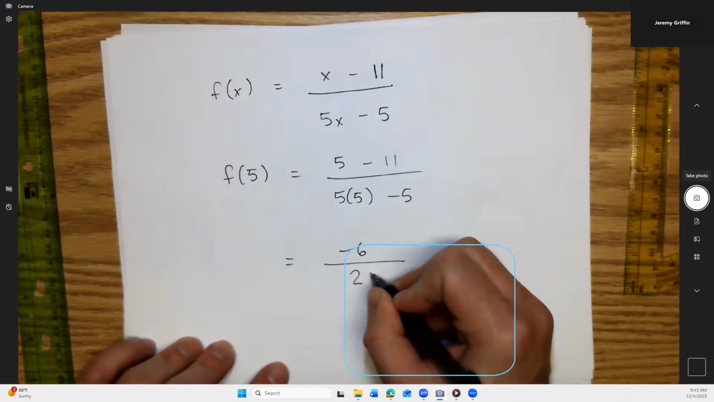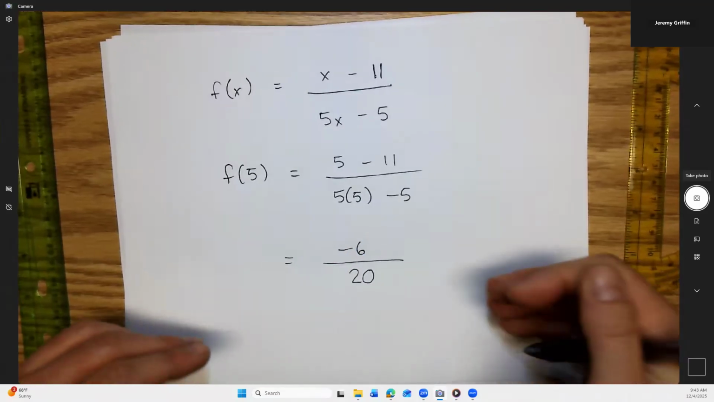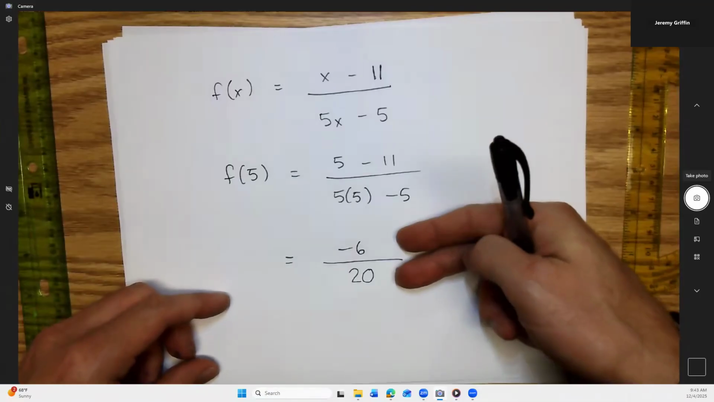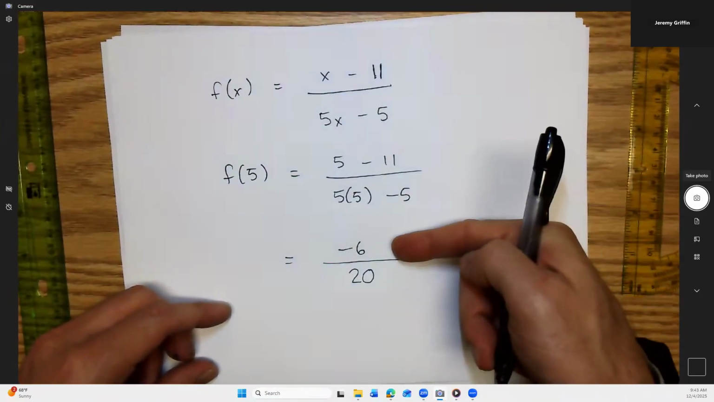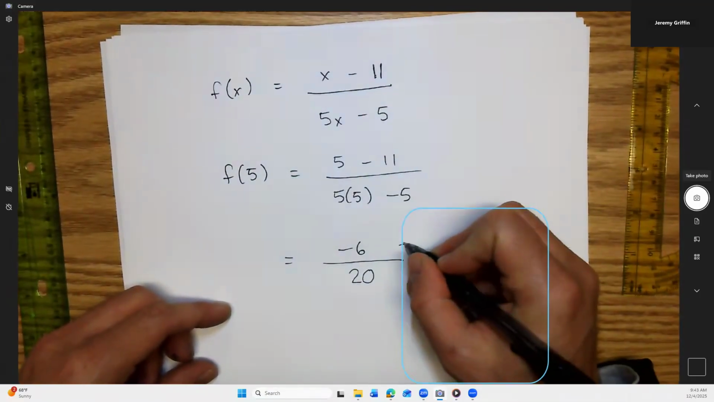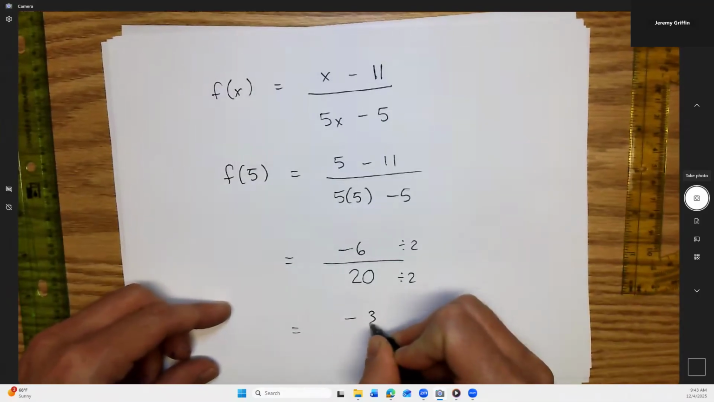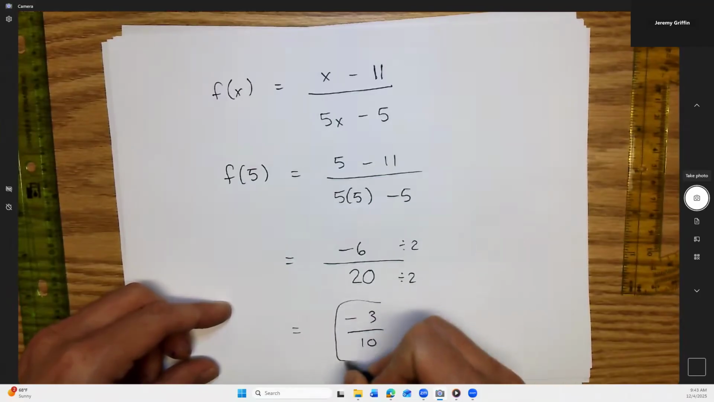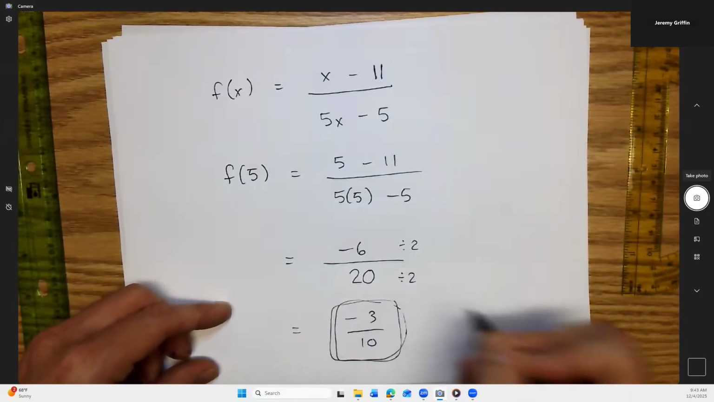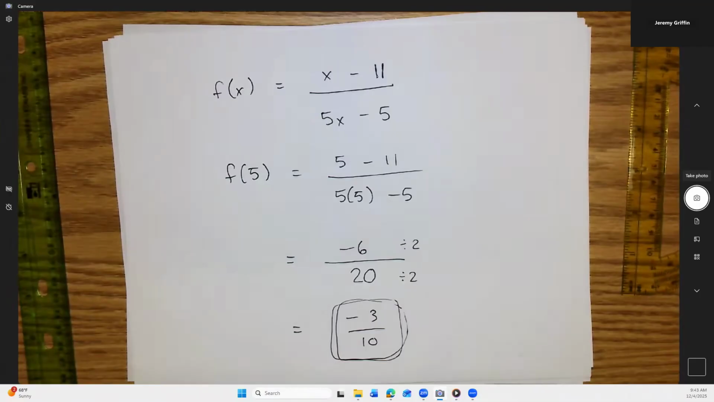So we have negative 6 over 20. Now, if you can reduce or simplify, these are both even numbers. Can you divide by 2? Yes. So divide by 2, divide by 2. That gives you negative 3 over 10. And that is simplified. So when you see a very similar question tomorrow, you can answer that.